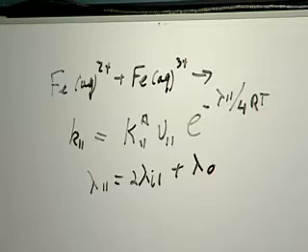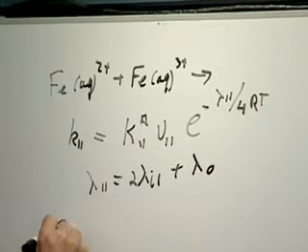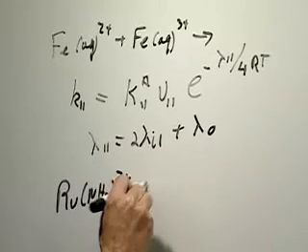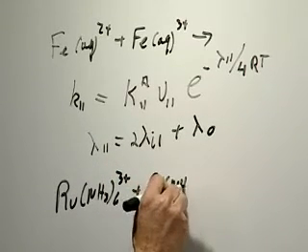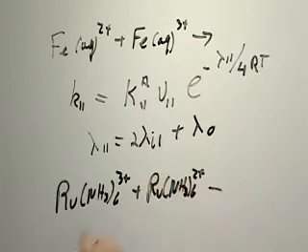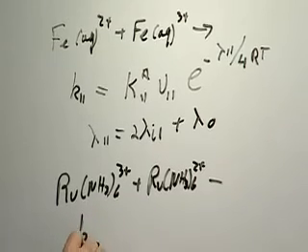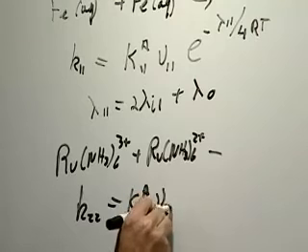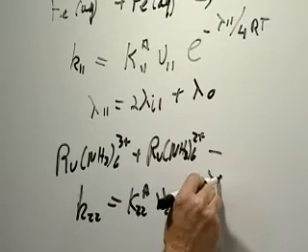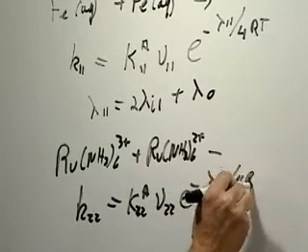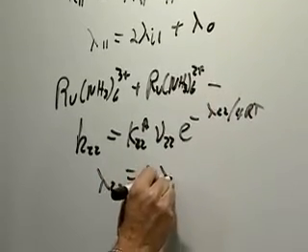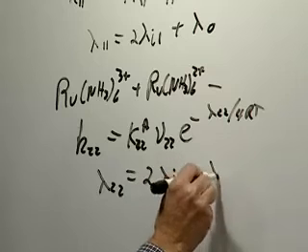And now I take the other reaction, the ruthenium. I call this k22, K2 nu 2 e to the minus lambda 2,2 over 4RT. Lambda 2,2 equals 2 lambda I2 plus lambda 0.